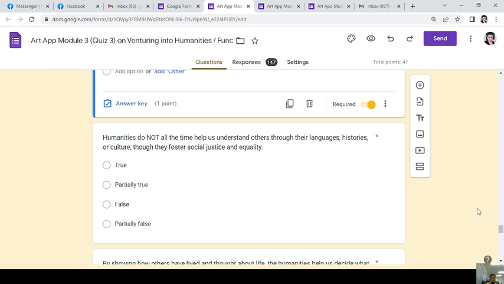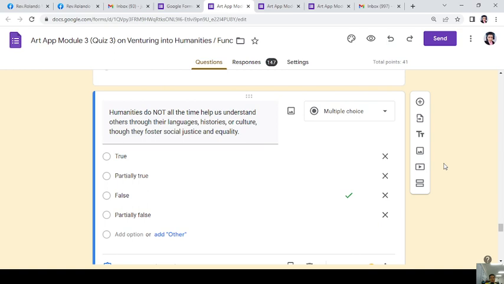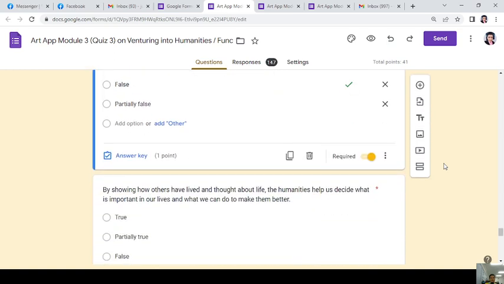Now, humanities do not all the time help us understand others through their language, histories, or culture, though they foster social justice and equality. So, is this true, partially true, false, or partially false? It's false. Humanities do not actually, it helps us understand. Now, it records our existence as humans.